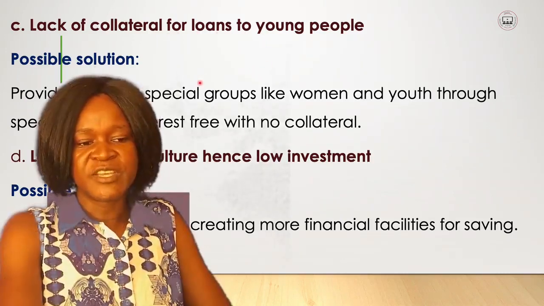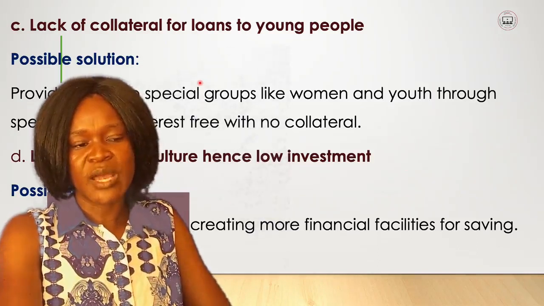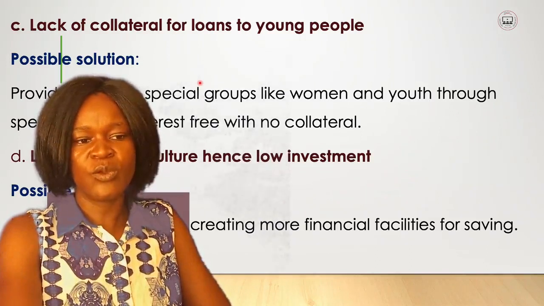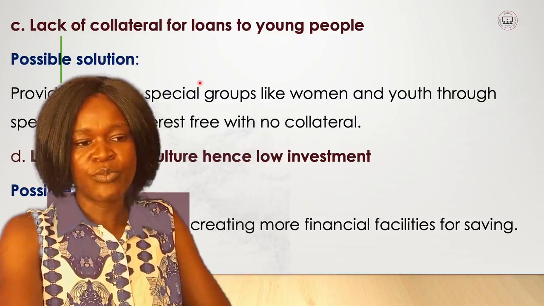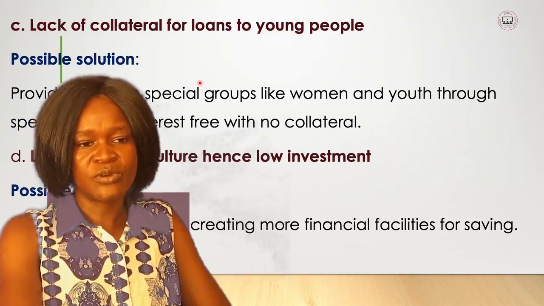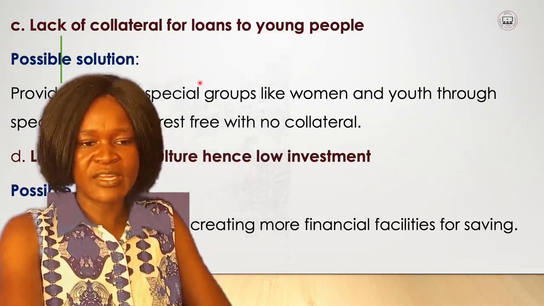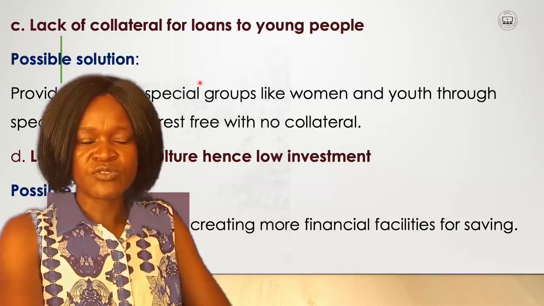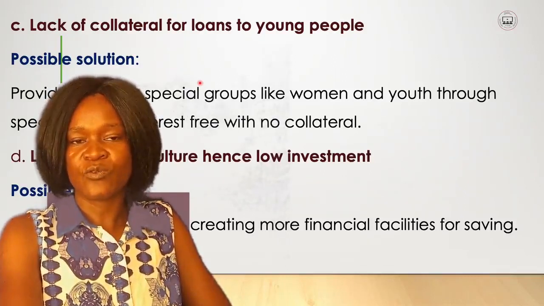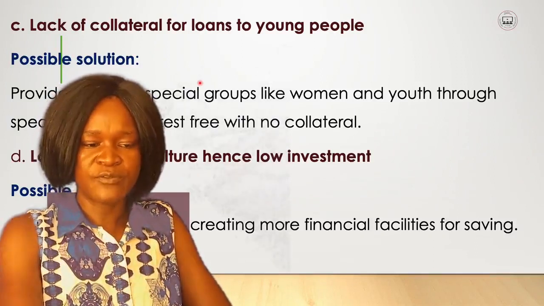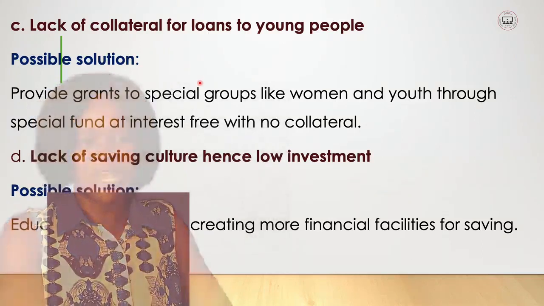Another challenge under capital is lack of collateral for loans to young people. Investing in farming can be done not only by older people, but young people also need to invest in farming. But these young people may not have enough capital, so they will need to get some credits or loans. Most money lending institutions will need collateral before one can get a loan from their institution. So that's a challenge, more especially to young ones.